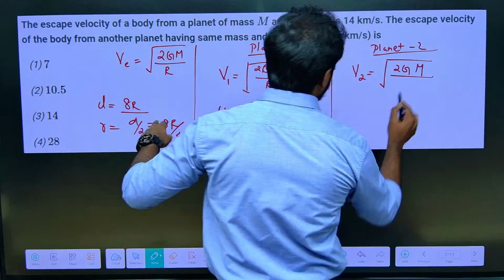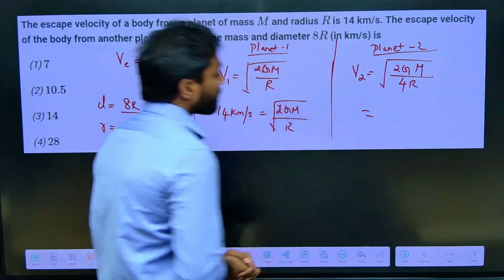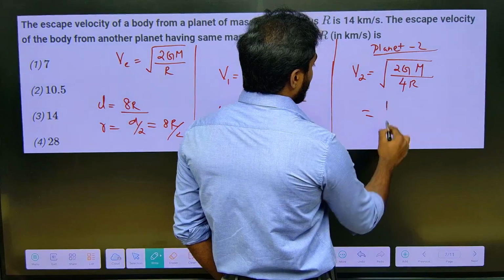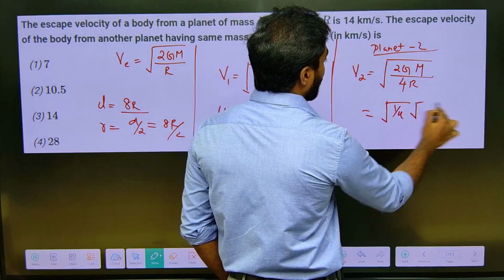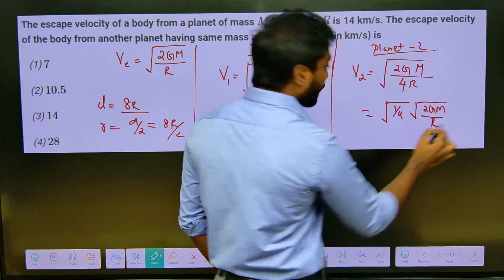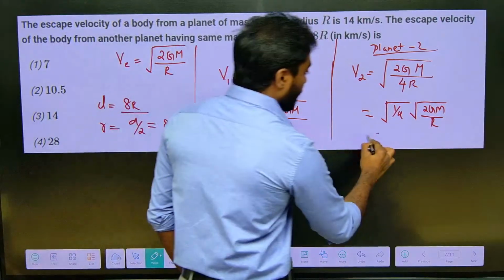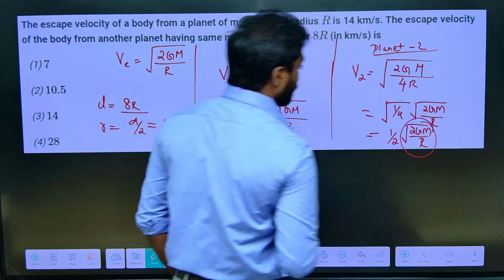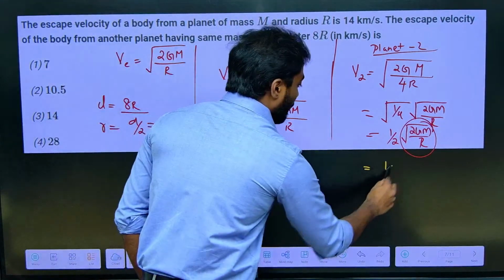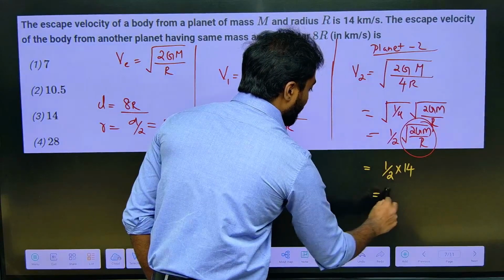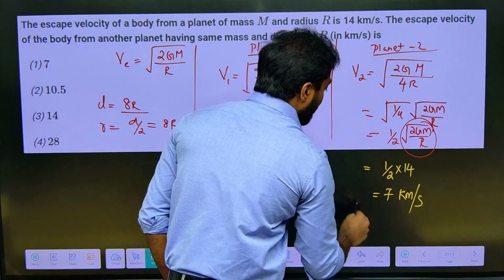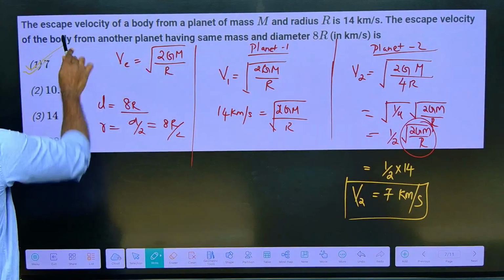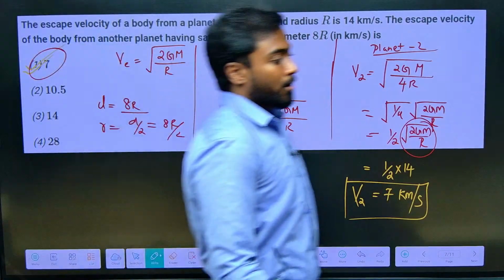Yes, so it will be how much? 4r. Okay, fine, 4r. Can I take that 4 out something like this? Root over 1 by 4 into root over 2GM by r. Correct? So this is 1 by 2 times root over 2GM by r. What is root over 2GM by r? It is 14. So it is 1 by 2 times 14 kilometer per second, which is nothing but 7 kilometer per second. So this is my velocity of the other planet. Option 1 is the answer for this question.